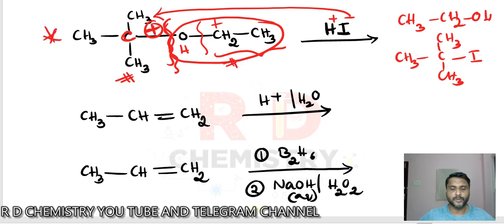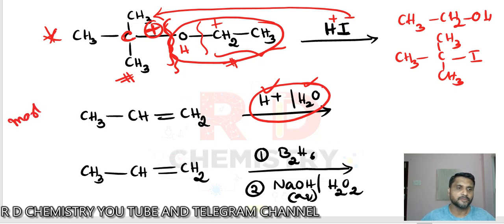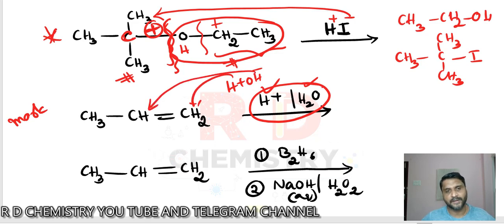Clear? Next one. We have got an alkene with acid and water. So it is the acid catalyzed hydration, the addition of a water molecule in the presence of acid. Remember Markovnikov's rule. Okay, so H plus and OH minus you make. H plus goes to the carbon that contains more hydrogens, and the negative part goes to the carbon that contains fewer hydrogens.